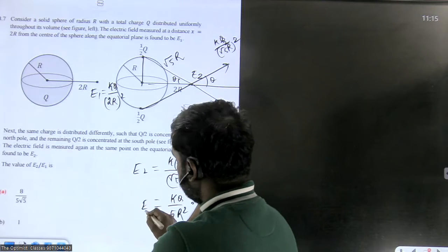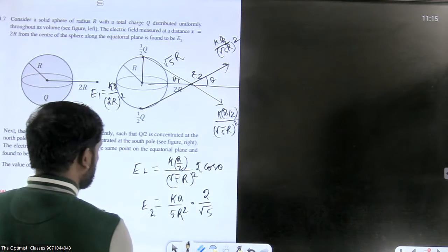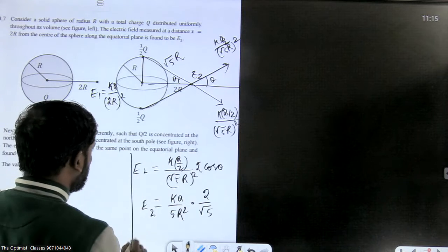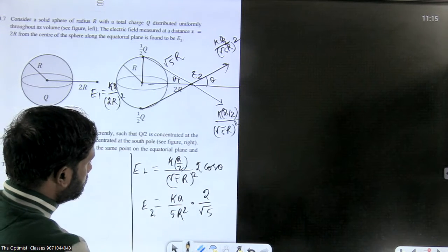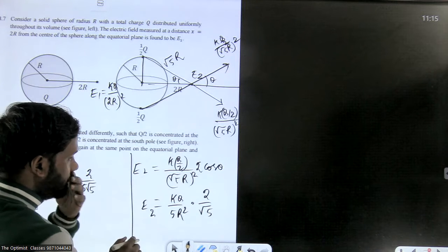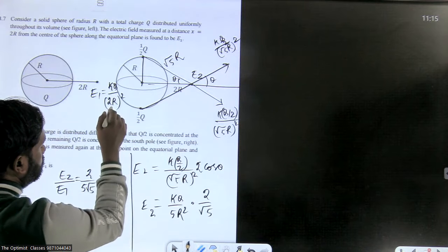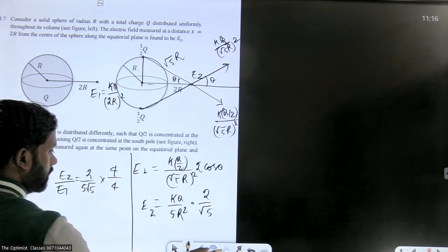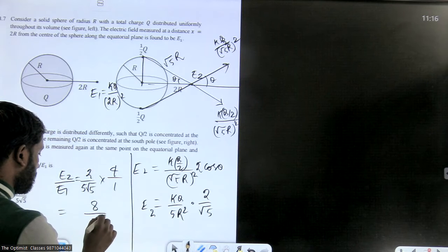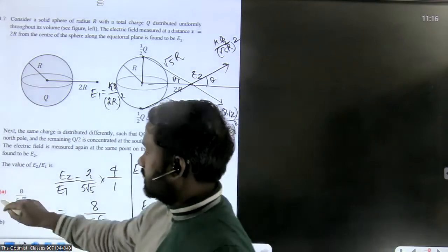So this is E2. Now we have to calculate E2 by E1. This is E1. If you calculate E2 divided by E1, all the common factors will cancel out. In E2 we have 2 divided by 5 root 5. In E1 we have basically 1 by 4, so it will become 4 by 1. Therefore we get 8 divided by 5 root 5. That's the answer. So again, option A is correct.